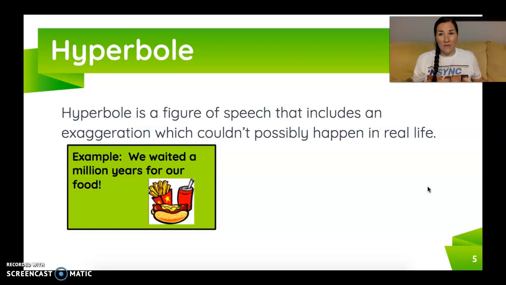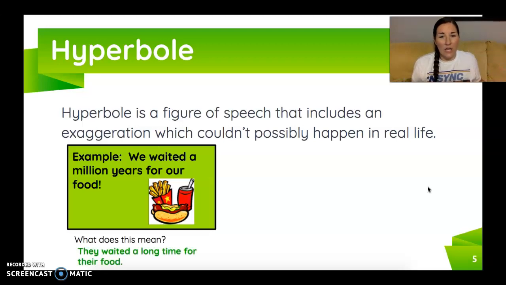If I waited 1,000,000 years, I'm not going to be around anymore, and you're not going to be around anymore. Things would be completely different. So I wouldn't really wait 1,000,000 years. So what does this really mean? It means that we waited a long time for our food. It felt maybe like 1,000,000 years. It felt like a really, really long time, but it wasn't actually 1,000,000 years.